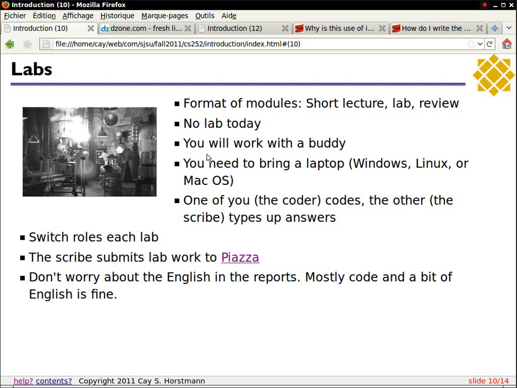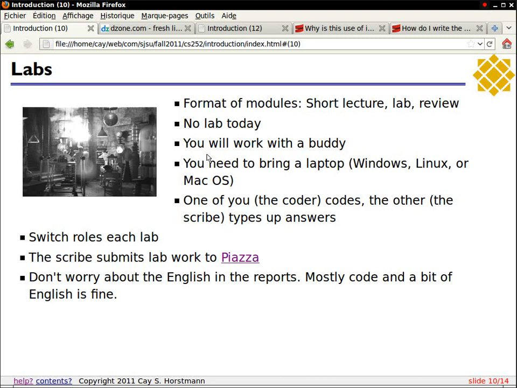So yeah, don't worry about the English. I don't care about English. I just care about the code and just a little bit of commentary in bullet English. Just 160 characters per observation or something. So it's just, I want to see, are you getting stuck or are you following along?